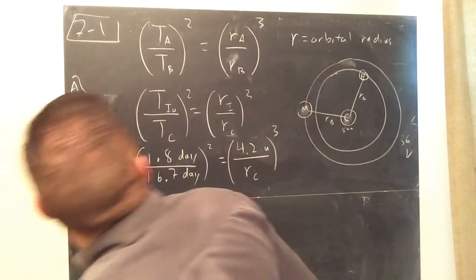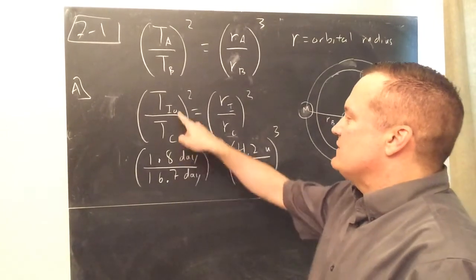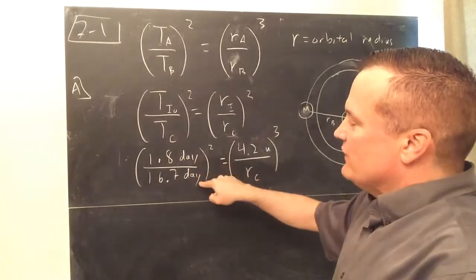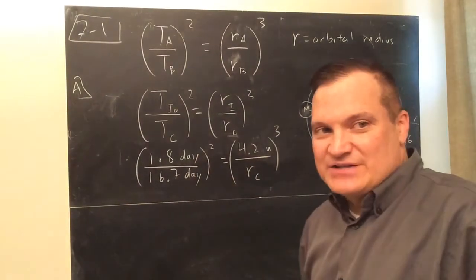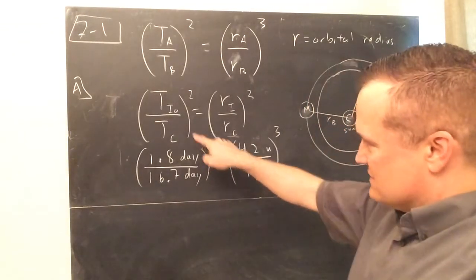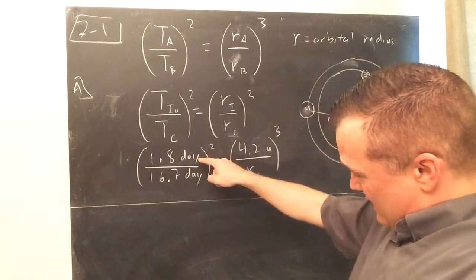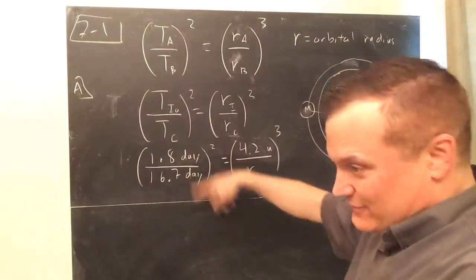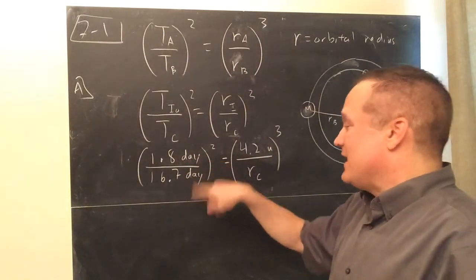All right, so on this problem, we put in the period of Io and the period of Callisto. Like I said, because they're both in the same unit, day and day, you don't need to change them into seconds. Period is usually in seconds, but in this equation, you can just put, as long as they agree, day, day, hour, hour, month, month, year, year, it's fine.